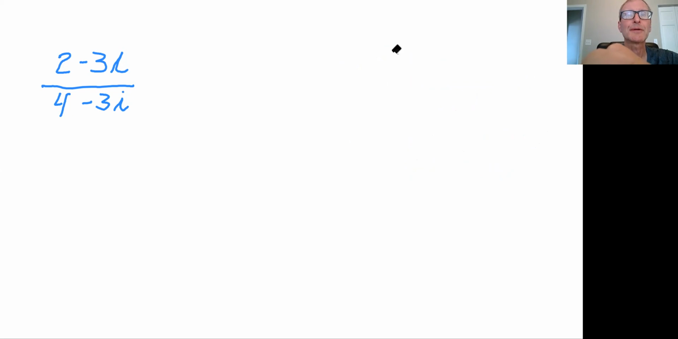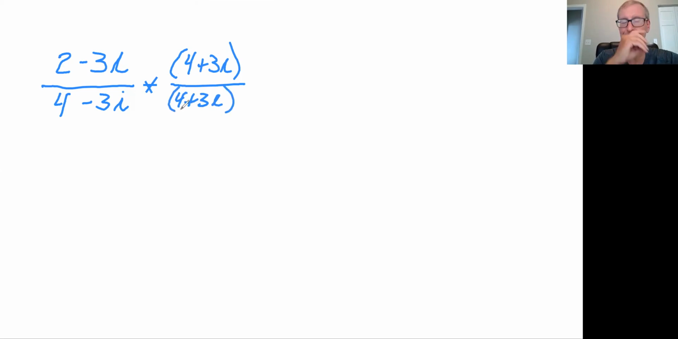And so this calculation would be, again, you multiply both the top and bottom by 4 plus 3i. The way I like to structure it is I'll do the top first, then I'll do the bottom, and then I'll put them together. So let's do the numerator, or top, first. Here's kind of how I always set it up.